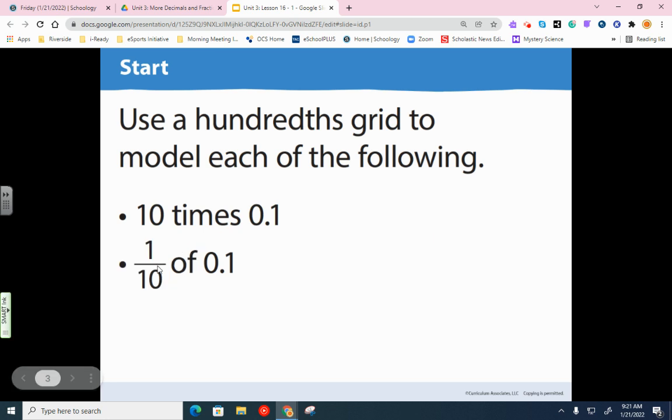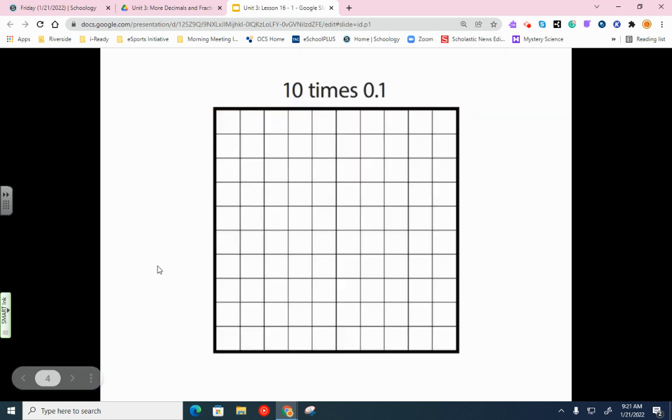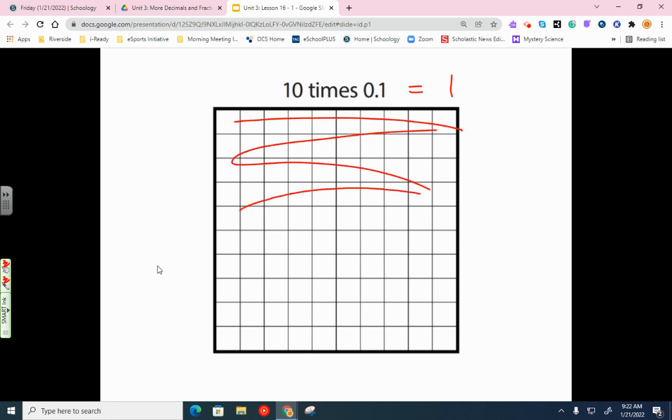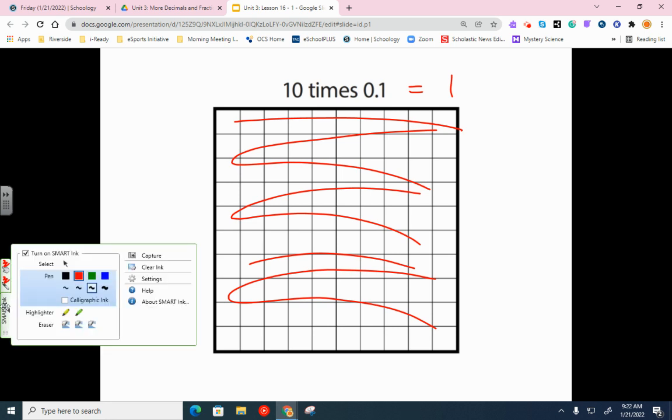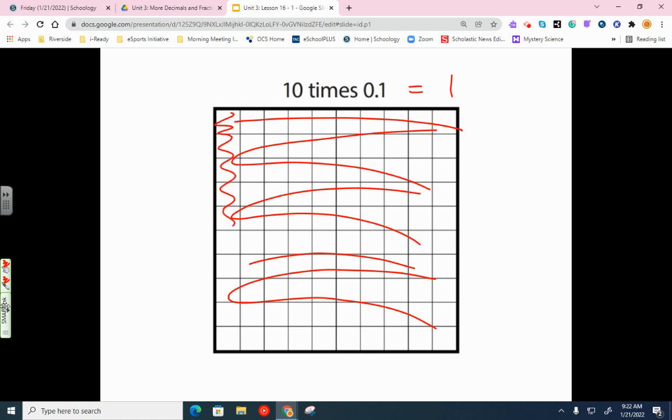So for the first one, this is 10 times 1/10. If we take 1/10 and multiply it by 10, that will give us 1. So that would be this entire grid here. I'm not going to actually do it, but all of these would be filled in. So that would be 1 whole. So we have 1/10 here. This is 1/10 right there. And if you multiply it by 10, then all of these would be filled in.